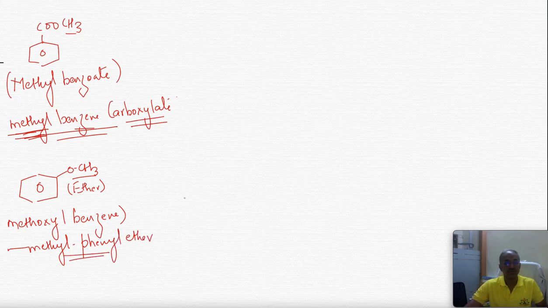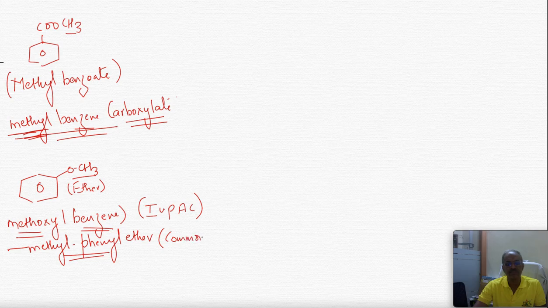Sorry, as previously I told, it was a slip of tongue. This is methoxybenzene, which is an IUPAC name, methoxy, because ether OCH3 is known as oxy, methoxy, alkoxy as we have said. So methoxybenzene is the IUPAC name, while this happens to be the common name, methyl phenyl ether.